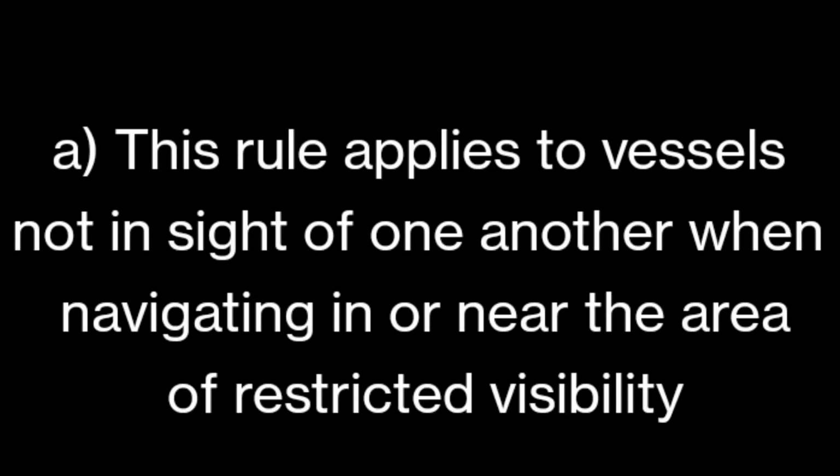We will start with the first part, that is A part, and I will read it out for you. As in the book, A part says this rule applies to vessels not in sight of one another when navigating in or near an area of restricted visibility. So A part is telling us where this rule will apply. This will apply when you are not in sight of one another, when you are in restricted visibility or navigating near to the area of restricted visibility.